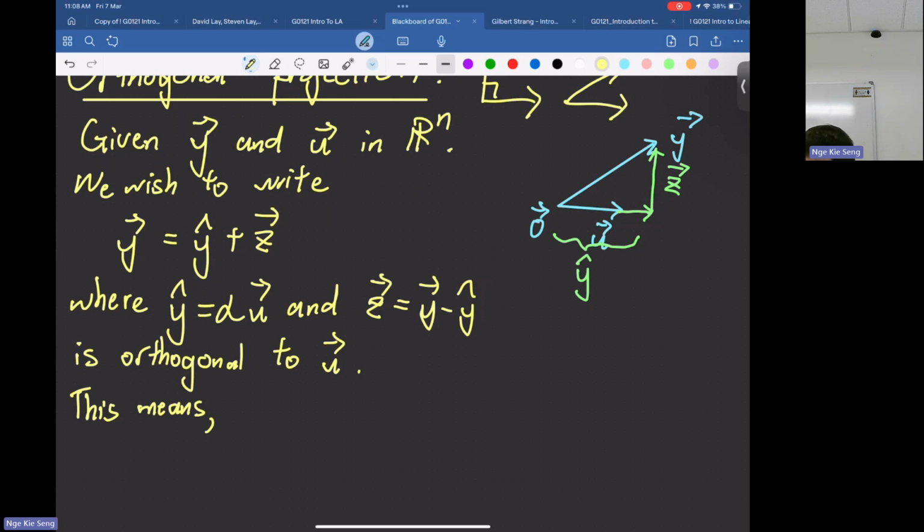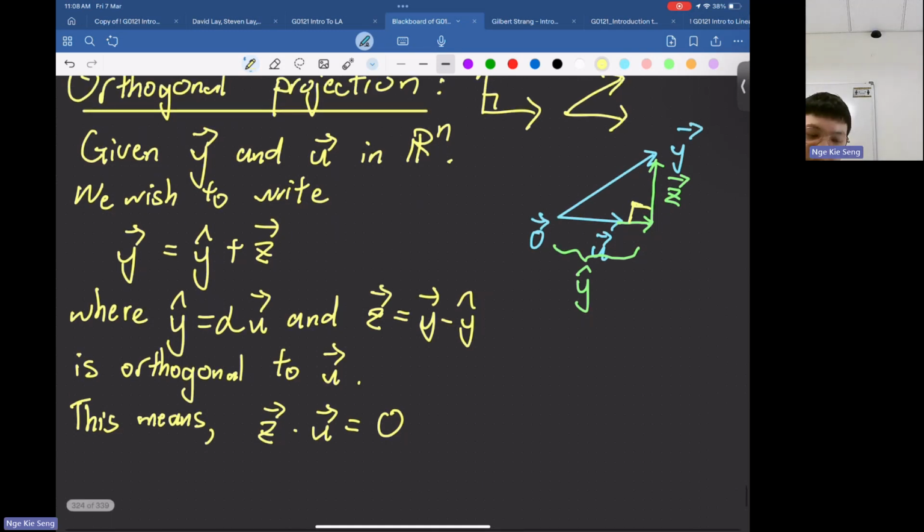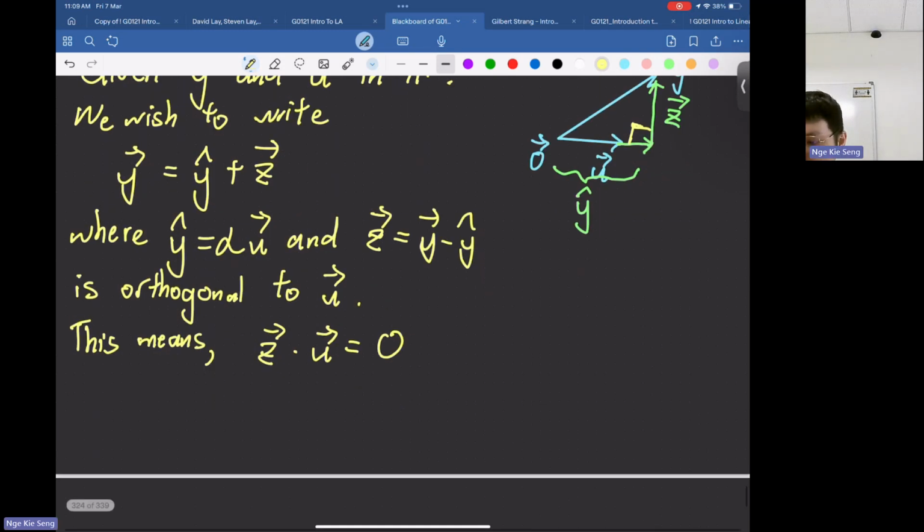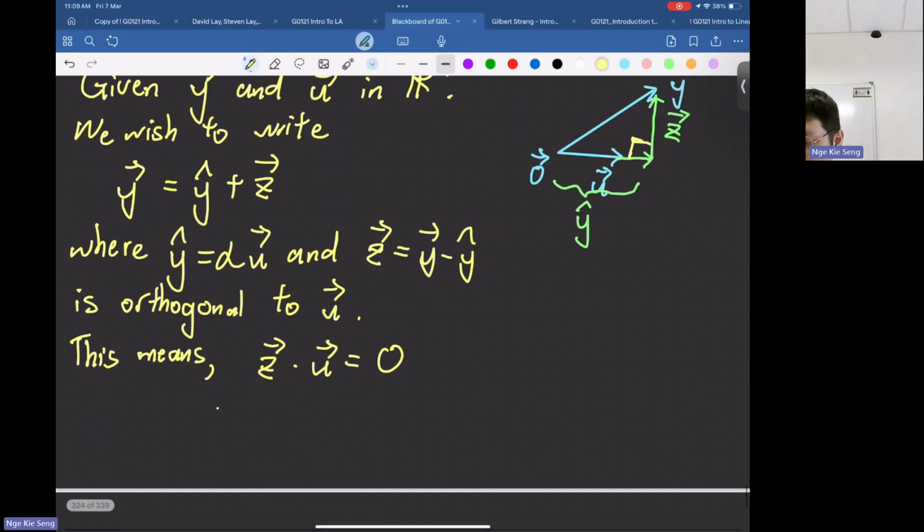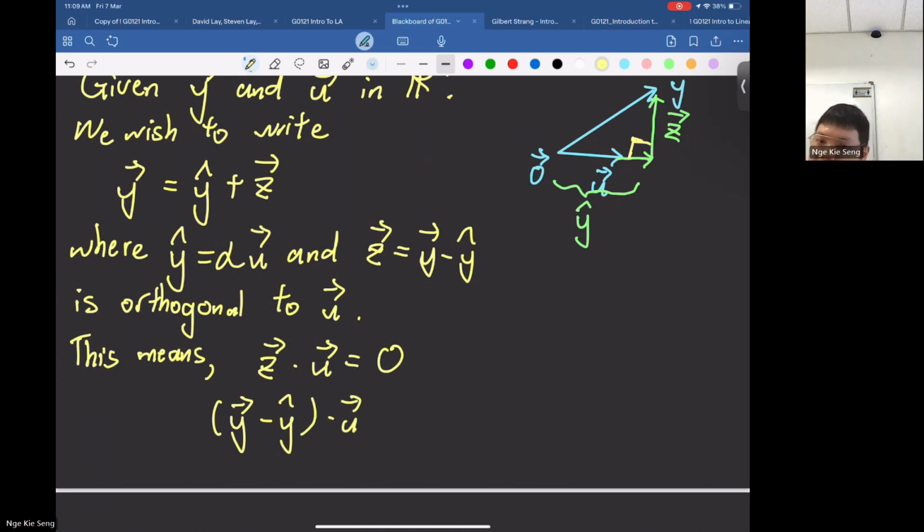One property you know is we want this z dotted with u should be 0. Okay, because we want to fill it to a right angle triangle, right? We want these two things to be 90 degrees. And then z by our definition is y minus y hat, the one that we extended in the u direction.